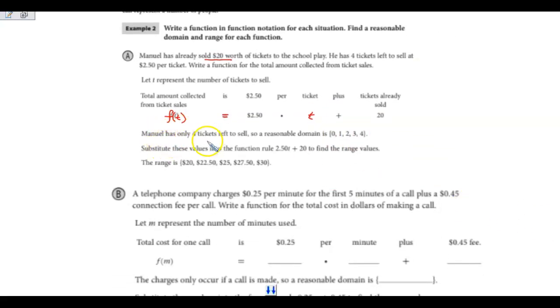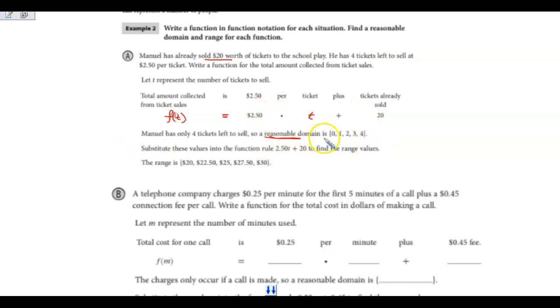So he has only 4 tickets left to sell, so a reasonable domain is 0, 1, 2, 3, and 4. If he only has 4, it can't be more than 4, can it? Is there a possibility he cannot sell any? Yes. So that's why the reasonable domain is 0, 1, 2, 3, and 4. We can substitute these values into the function rule of $2.50t plus 20 to find the range values.